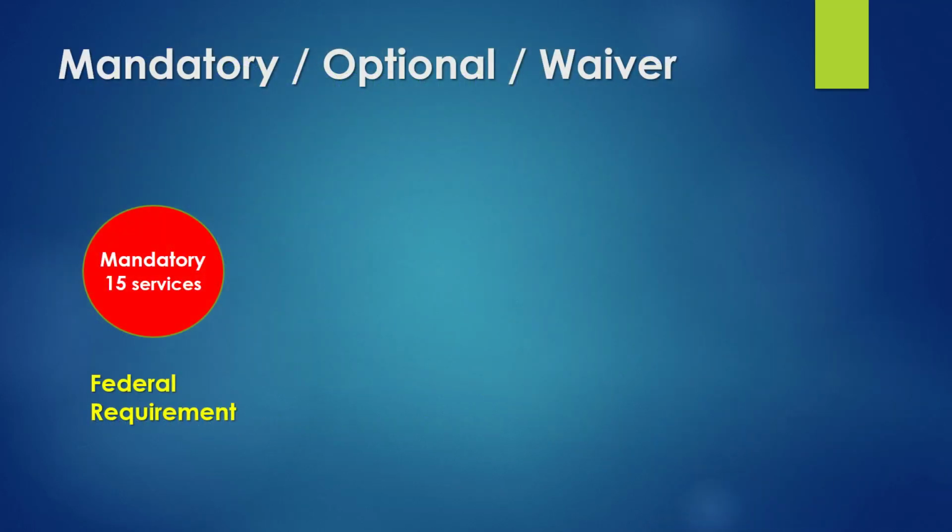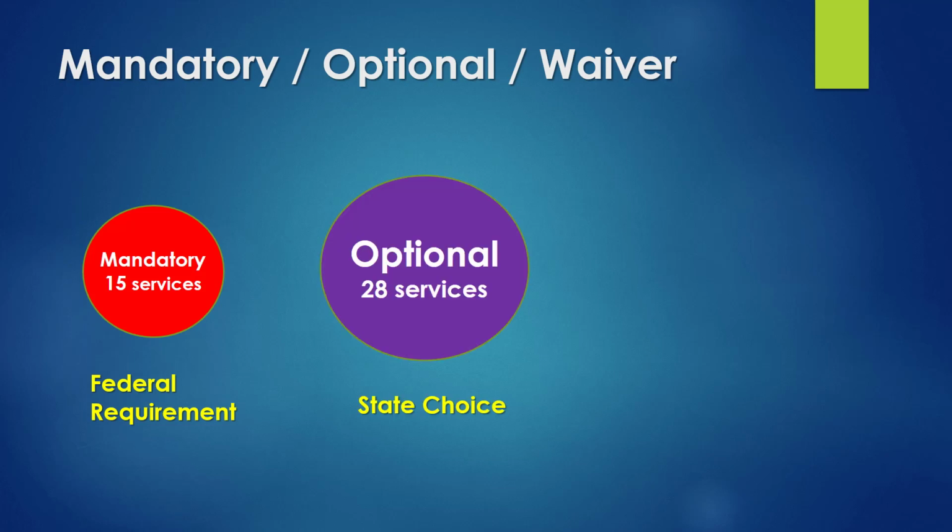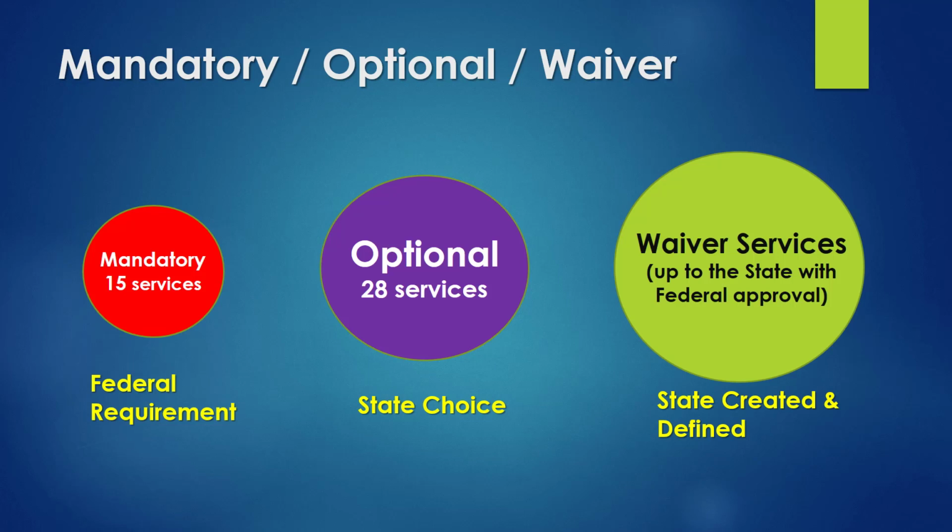This slide illustrates that Medicaid has 3 different types of services that are covered. There are mandatory services, of which there are 15, and these services are required by federal law to be included in every state Medicaid plan. There are also a list of optional services, 28, that are available to states if the states choose to include them. So states can either have these services covered in their plan, or they can choose to exclude them from the plan. And then we have waiver services.